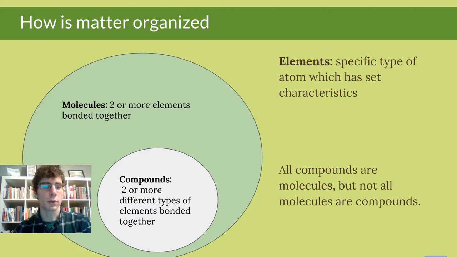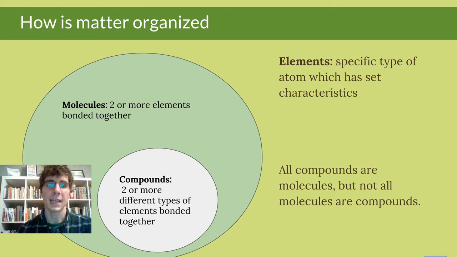All right, now I have some more definitions for you guys. I want you guys to write these definitions down because they're important. We're going to be talking and referring to molecules and compounds throughout the rest of the quarter. So I want you guys to make sure you have a good understanding of what they are. We know that an element is a specific type of atom, which has a set of characteristics. We've learned about that already. The two new vocab words that we're talking about today are molecules and compounds.